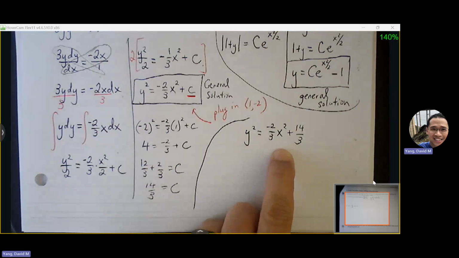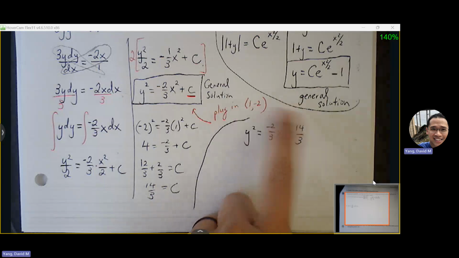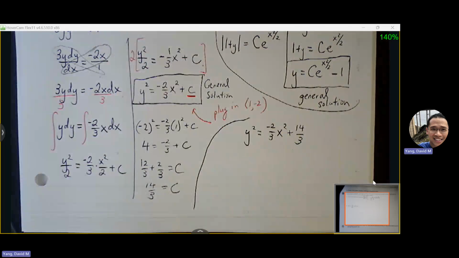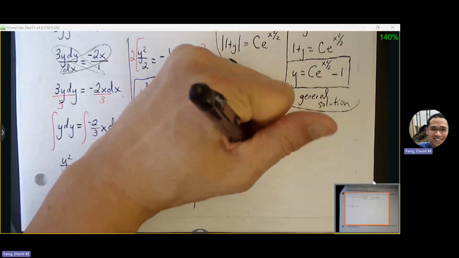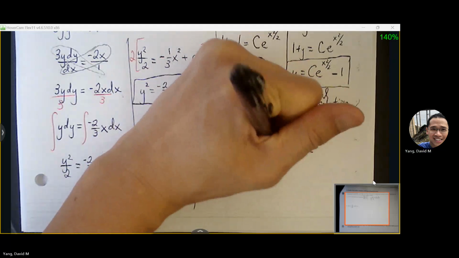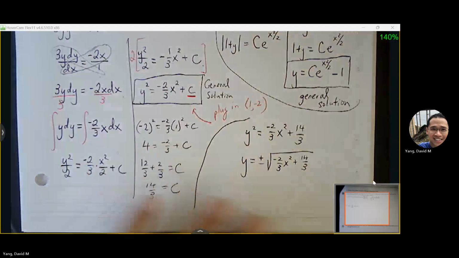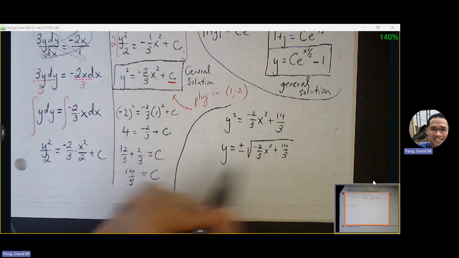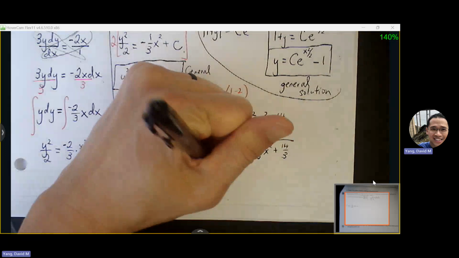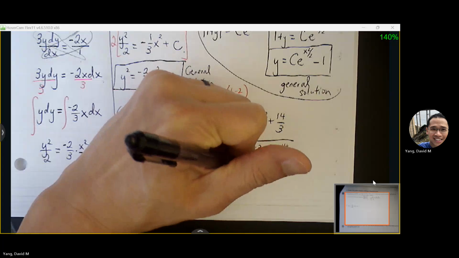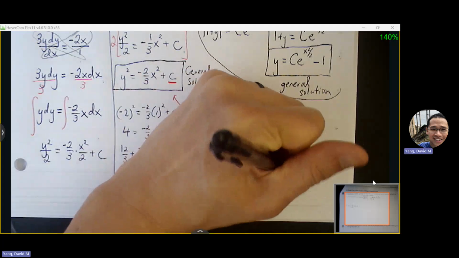So I am close to my specific solution. There's one final step we can make, which is to get it down to y equals. To get to y equals, I'm going to take the square root of both sides. Plus or minus will show up. Now, these are actually two solutions here. These are two separate functions. So it's either this or it's this.